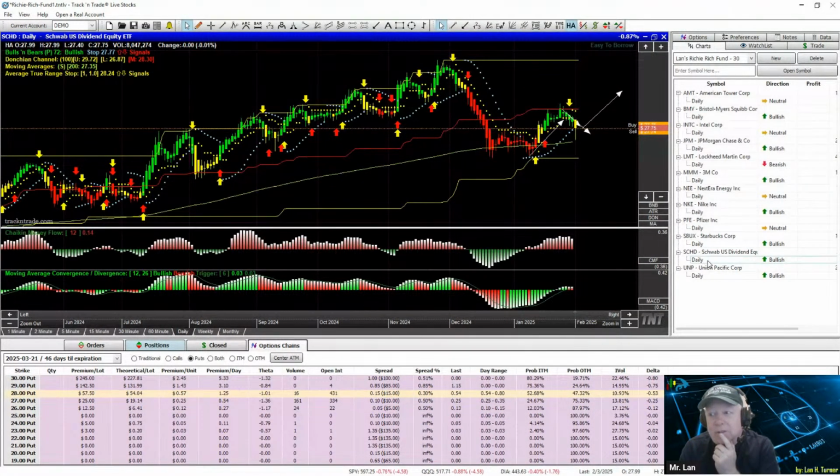Schwab US Dividend Equity, SCHD. Oh, that's our boilerplate. That's where we derived all these Richie Rich funds from. These are all the highest dividends out of the SCHD. That's where we got them. You know my secret. How did you pick all these, Lan? I picked them out of the SCHD. Those guys already picked them for us, and so we just piggybacked on them.